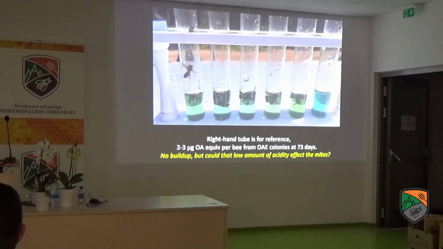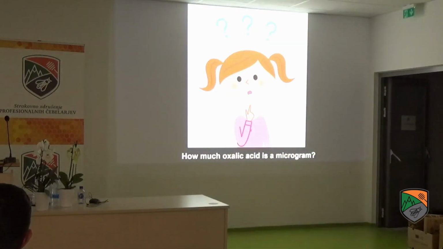And when we titrated these out, it was an average of about 2 to 3 micrograms per bee. So after 73 days, you have that 2 to 3 micrograms per bee. It does not build up. It just keeps that low level in that colony. So this made us really curious now about what happens with different application methods.